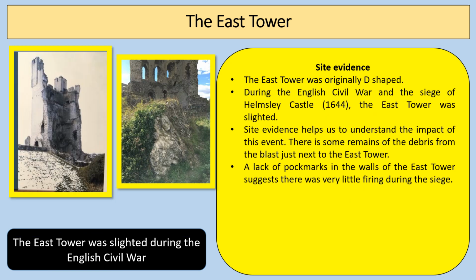Now, the East Tower was originally D-shaped, so it would have had a circular kind of end to it, but obviously during the English Civil War and the siege of Helmsley Castle, the East Tower was slighted. We've got some really strong evidence that we can see that. Site evidence helps us to understand the impact of this event. There are some remains of the debris from the blast just next to the East Tower, which tells the story of what happened. A lack of pockmarks on the walls of the East Tower suggests there was actually very little firing of weapons during the actual siege itself.